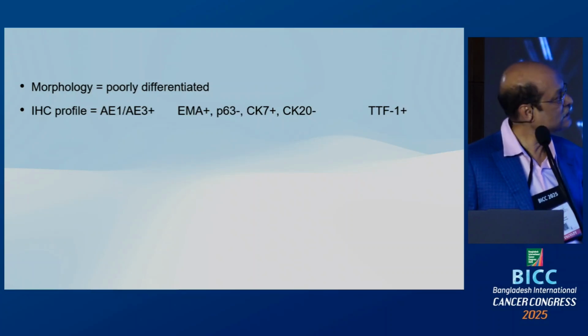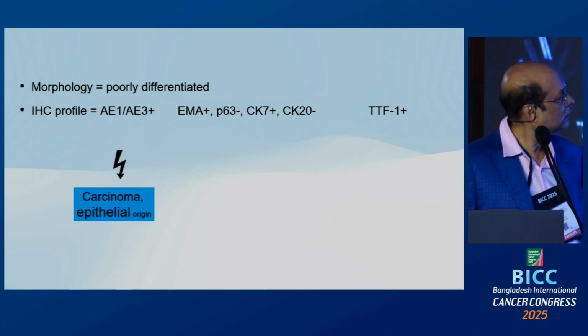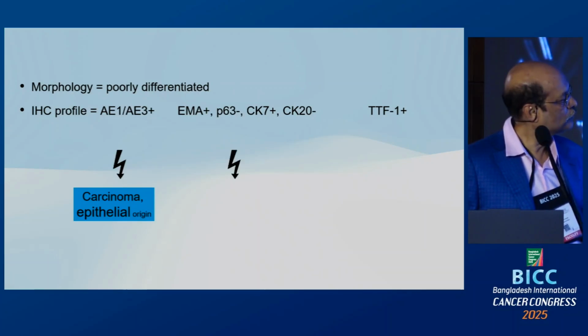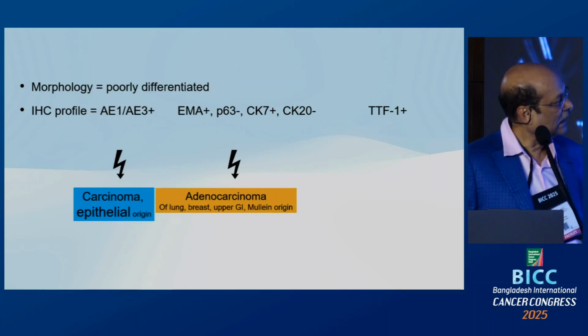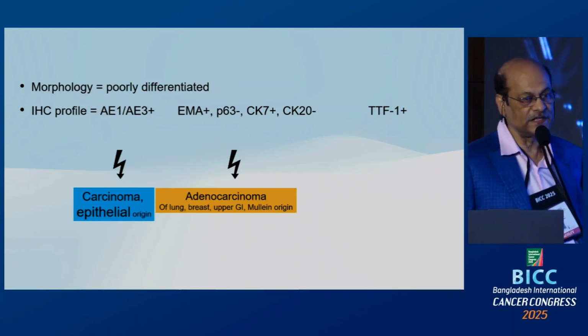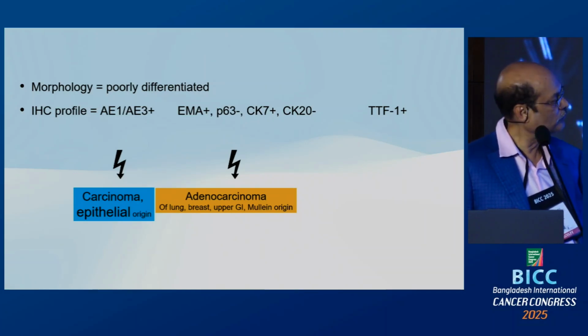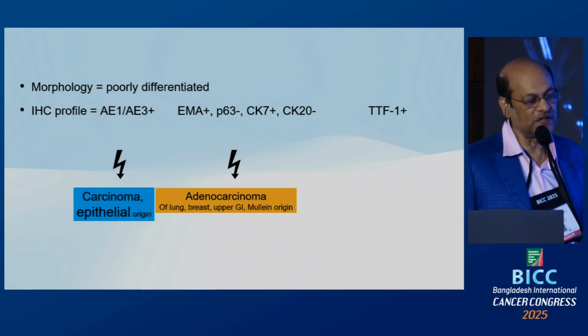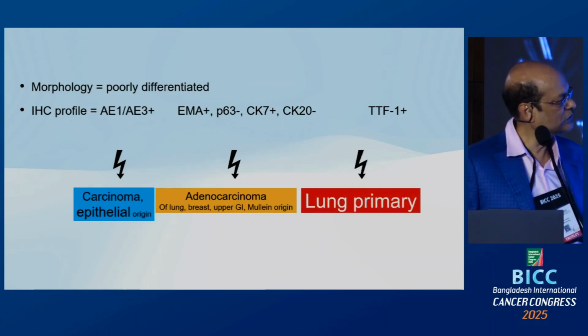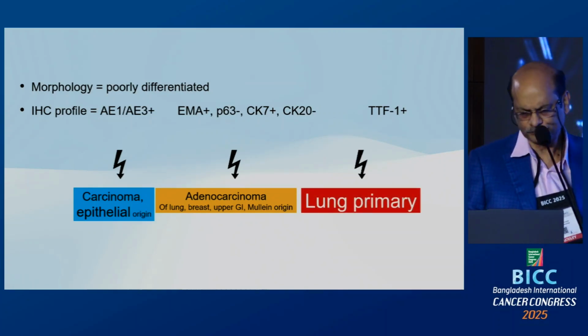So in our case, morphology was poorly differentiated. Pancytokeratin was positive, so it was epithelial, and it was CK7 positive, CK20 negative. So it is either adenocarcinoma of lung or breast, upper GI or Mullerian, and as TTF1 is positive, it is lung primary.